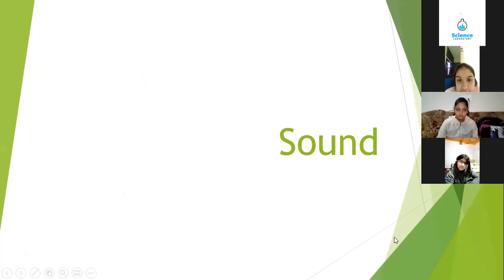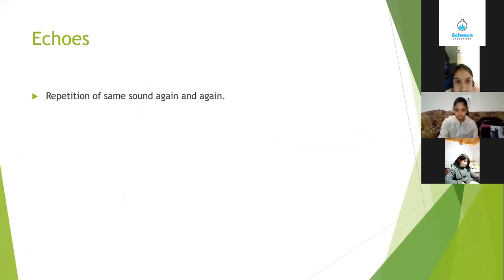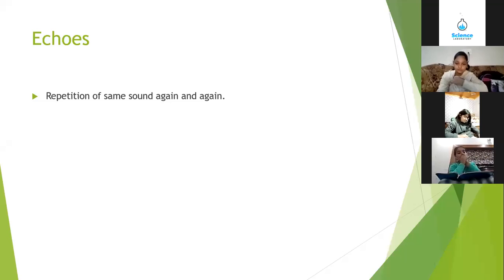What is sound basically? Sound is the voices that we hear. So what is echo? Echo is basically the repetition of the same sound again and again. If you are in an open area and you speak something loudly, that sound repeats again and again. That repeated sound is called an echo.